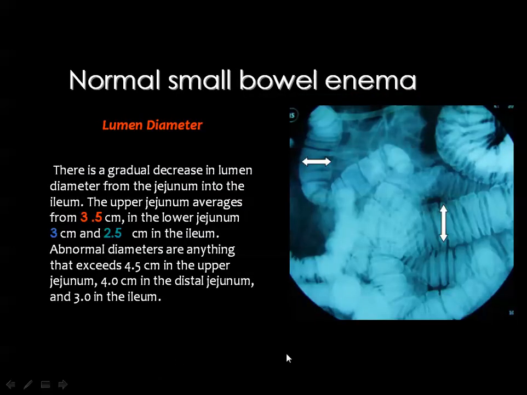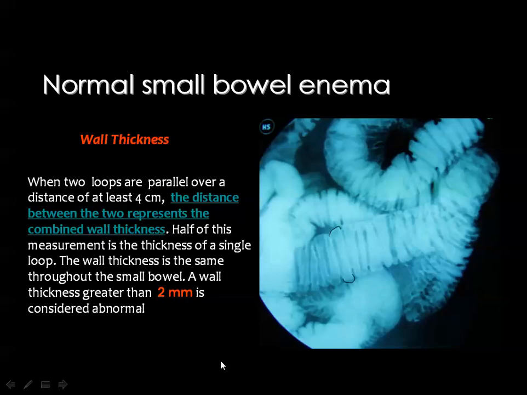Then, considering the lumen diameter, there is a gradual decrease in the lumen diameter from the jejunum to the ileum. The caliber of the upper jejunal loops is about 3.5 centimeter, while in the distal jejunal loops it is about 3 centimeter, and in the ileum about 2.5 centimeter. You consider that the bowel loops are dilated if they exceed a diameter of 4.5 centimeter in the upper jejunum, 4 centimeter in the distal jejunum, and 3 centimeter in the ileum.